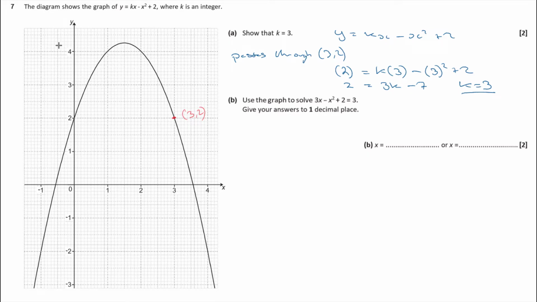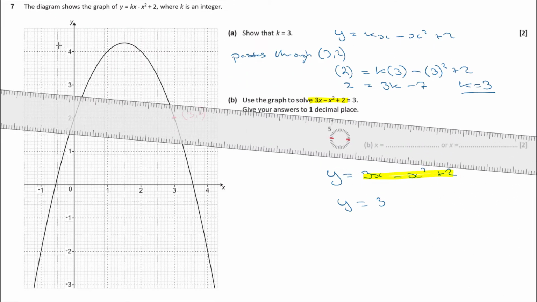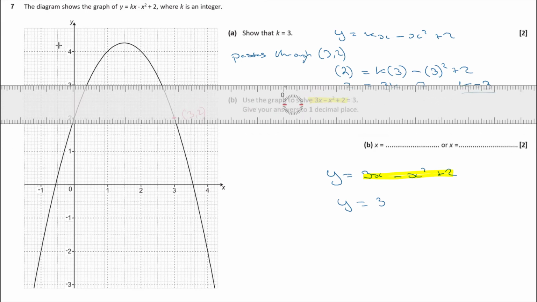And then use the graph to solve 3x minus x squared plus 2 is equal to 3. Okay, well, if k is equal to 3, then the graph we've got is y is equal to 3x minus x squared plus 2. Now, you'll notice that's the same as what we've got here. So basically we're saying, when is the equation equal to 3? So when is y equal to 3? Y equal to 3 is a horizontal line passing through y is equal to 3.